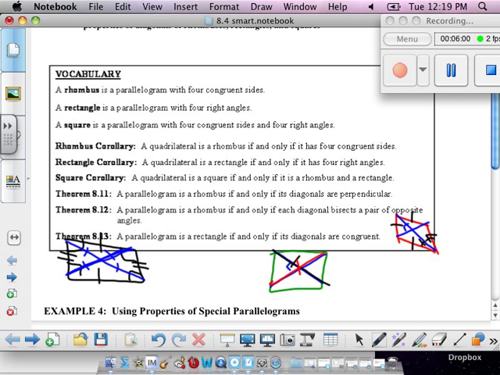I want to look at example 3, I believe it is. So those proofs you don't have to do. Let's move on to example 3.